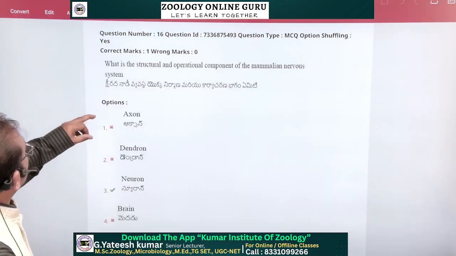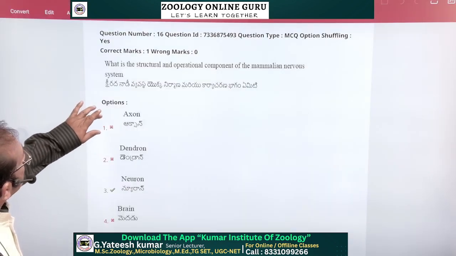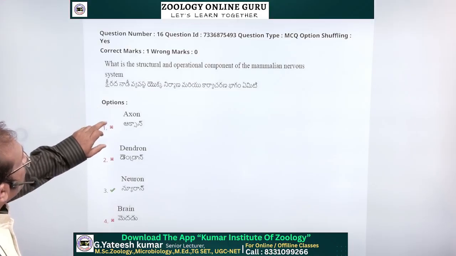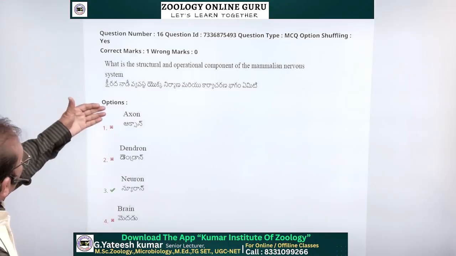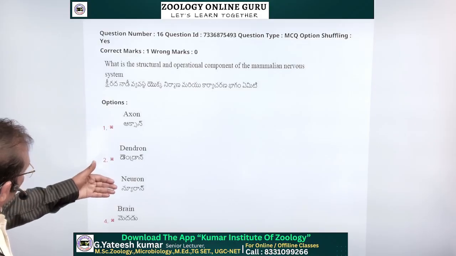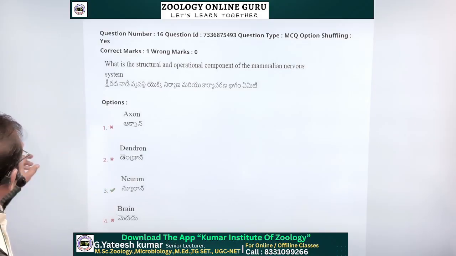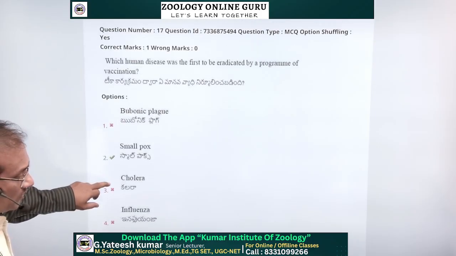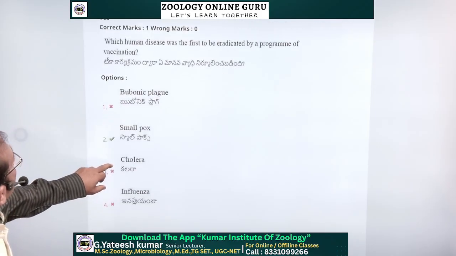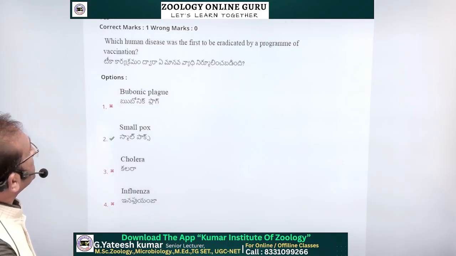Coming to the next question. What is the structural and operational component of a mammalian nervous system? The nervous system is made up of axon, dendron, neuron, brain. It's a very simple question. Neuron is the answer. Yes, any doubts?